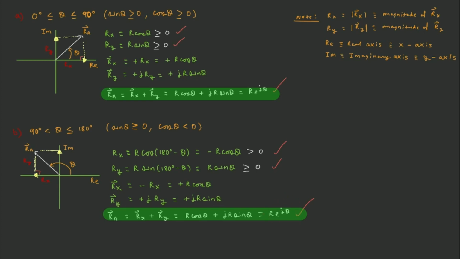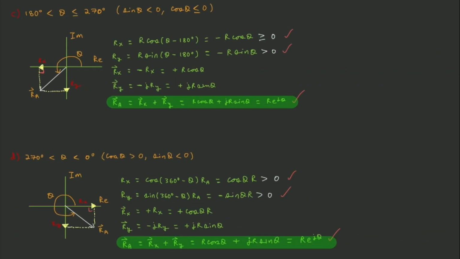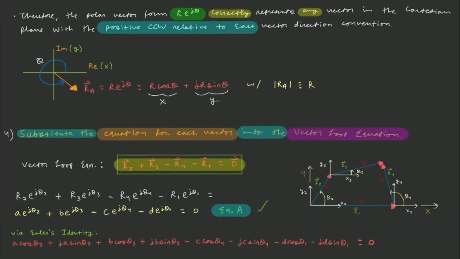So this polar form accurately represents this vector right here in the second quadrant. Again, this is kind of the Cartesian version of our polar representation, and this is the polar version. Regardless, the polar form is representing this vector correctly in the second quadrant. It also represents the vector properly in the first quadrant, the third quadrant, and the fourth quadrant. These proofs are all similar. Essentially, what this is proving is the polar vector form r e to the j theta power correctly represents any vector in the Cartesian plane with the positive counterclockwise relative to east vector direction convention.